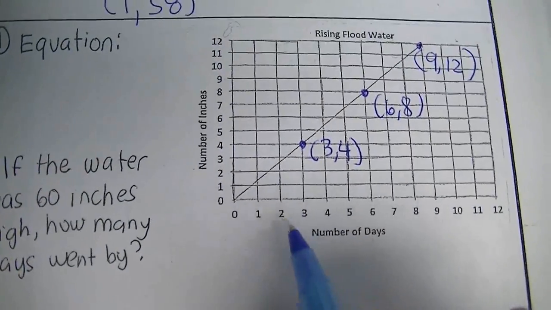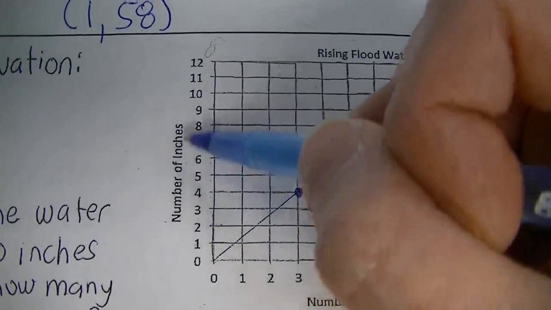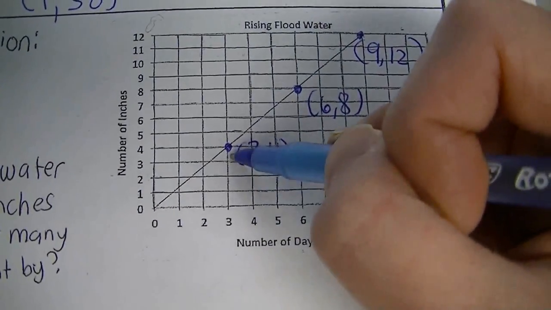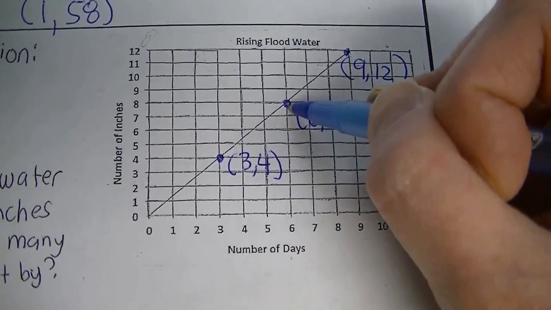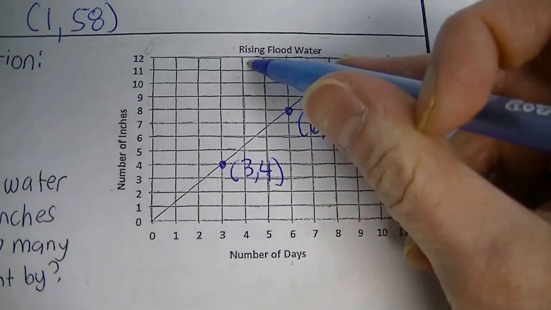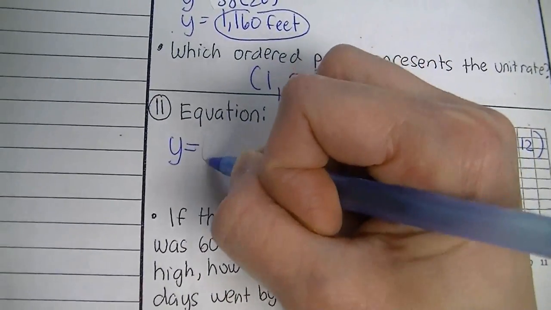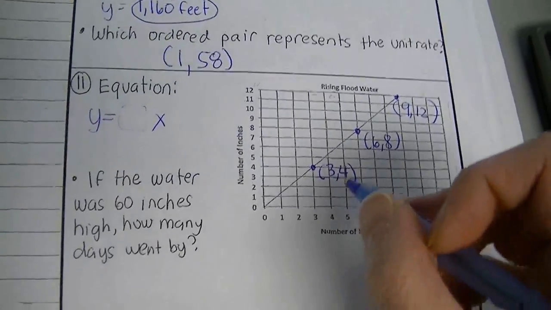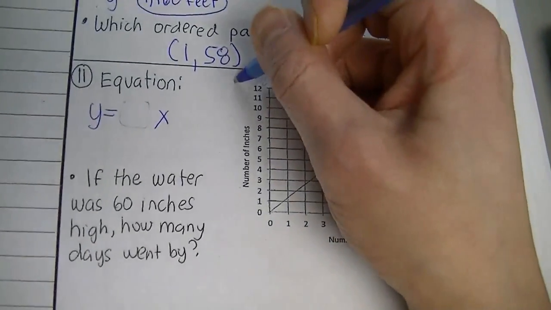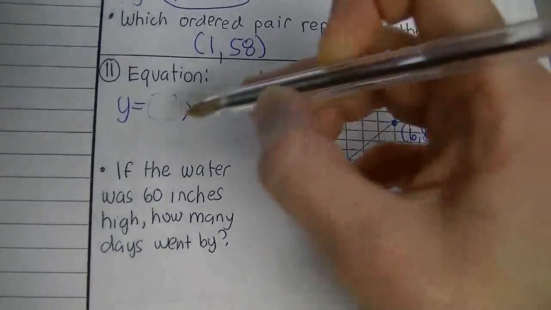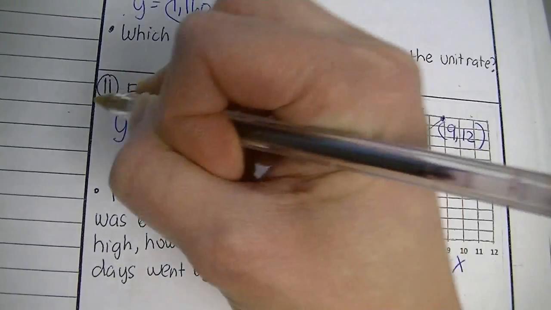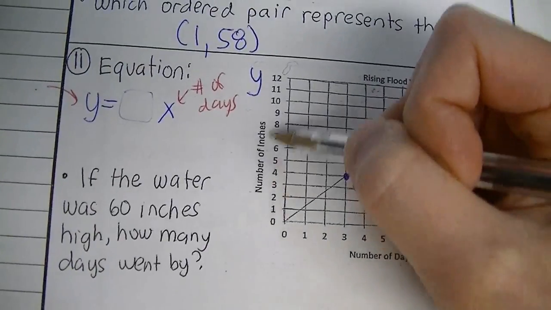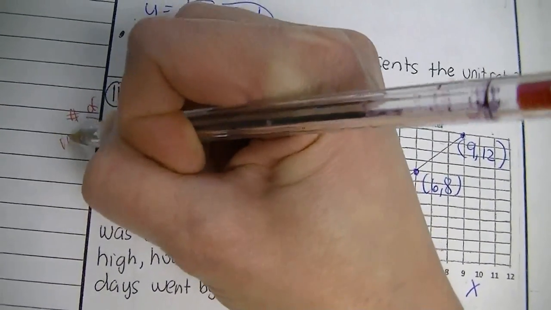Okay, let's examine it. So this is the number of days, this is the number of inches, this is rising floodwater. Oh, okay. So after 3 days, we've got 4 inches of floodwater. 6 days, you got 8 inches of floodwater. 9 days, you would have 12 inches of floodwater. So let's go ahead and find the equation. Y equals unit rate times x. And something that I hope you remembered to do was label your x and your y-axis, because it totally helps you label your equation. So x stands for the number of days, and the dependent variable is y, and that represents the number of inches of that flood water.